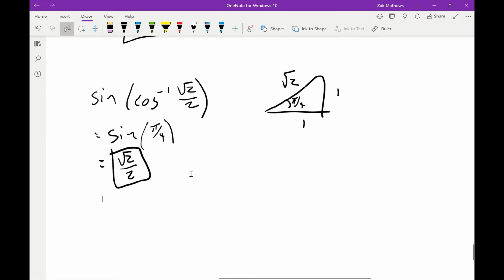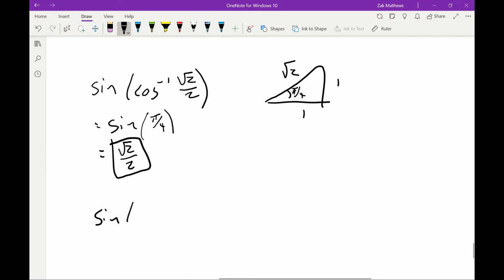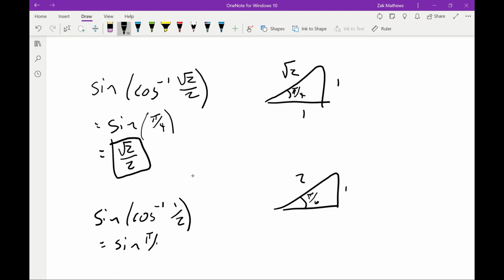If I were to do sine of the inverse cosine of 1/2, well, when do I get cosine to be a ratio of sides of 1/2? That's at pi over 6. So we'd have sine of pi over 6, which is equal to root 3 over 2. So there's my answer. So notice, if we have these mismatched trig functions, we just have to do the math.